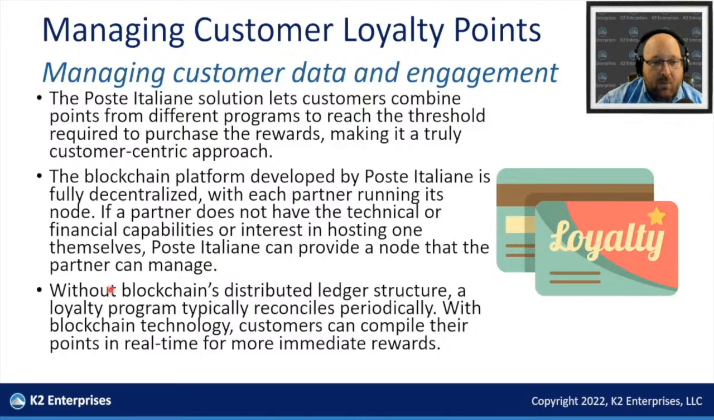Okay. And without the blockchain's digital ledger structure, a loyalty program typically reconciles periodically, so every month, 6 months, maybe every year. Somebody, I'm assuming back in Rome, would essentially calculate this and post the current balances. Most loyalty programs are like that. I know for Delta, for example, they recalculate at the end of the year and it rolls over into the next calendar period.